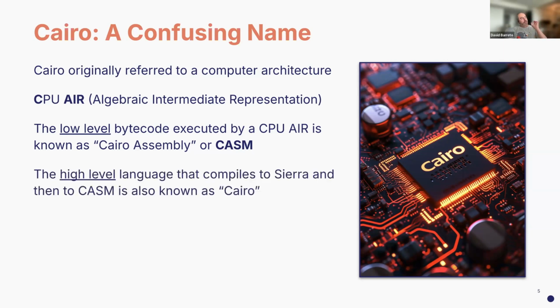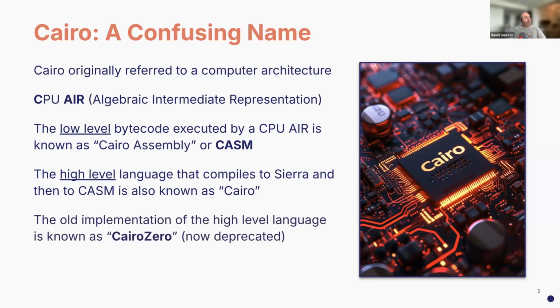So I mentioned there's also the low-level language, the Cairo assembly, which also uses the word Cairo. And then we have the high-level language that compiles to Sierra and then compiles to the Cairo assembly, that we also know as Cairo. So far we have three meanings: the CPU architecture, the low-level language, and the high-level language. One is CPU AIR, one is Cairo assembly, and one is just Cairo. The old implementation of the high-level language is known as Cairo 0, that is now deprecated.